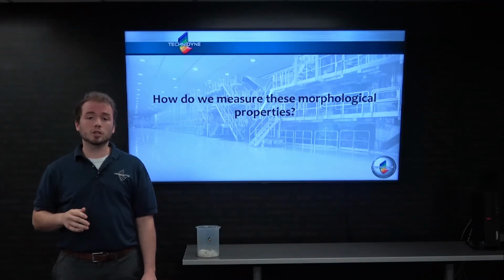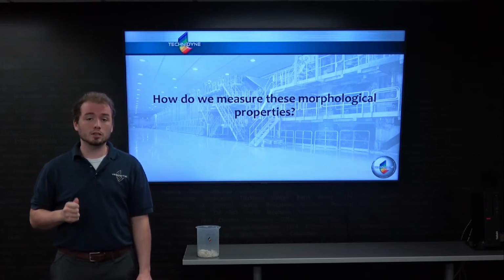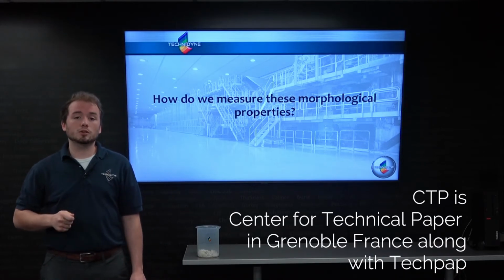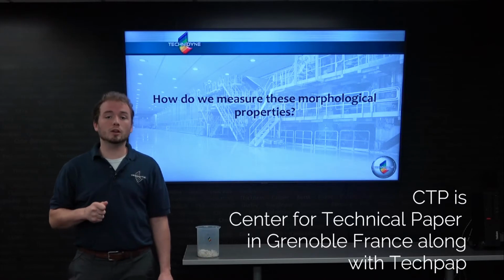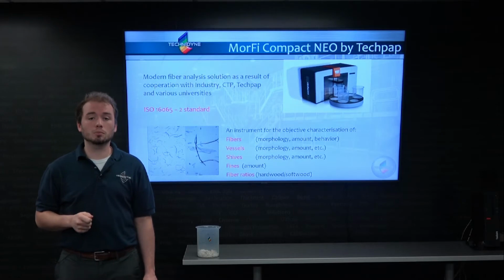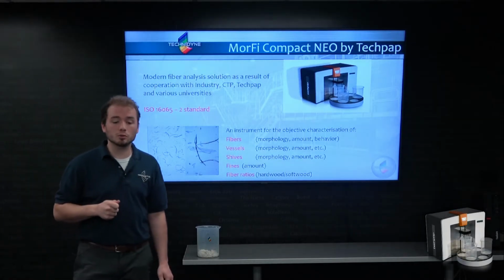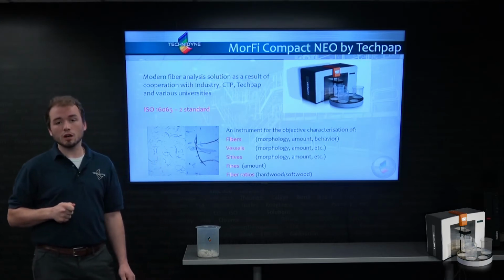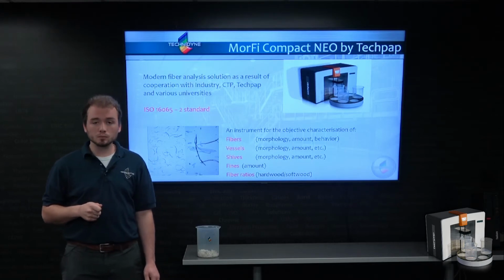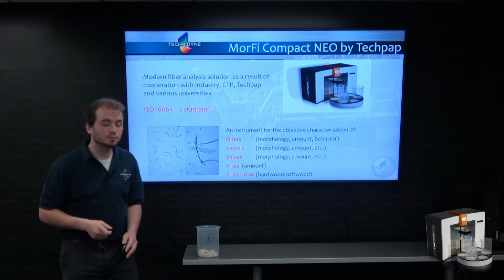A solution for the objective measurement of fiber properties has been developed by cooperation between the industry and CTP. TechPap, who's the commercial arm of CTP, manufactures the device in Grenoble, France, while we here at Technodyne provide service, marketing, and technical application support in North America. The Morphe Neo Compact is used for the measurement of fibers, vessels, chives, and fines per the ISO 160-65-2 standard, or you can also use it to measure fiber ratios based on your mill's definition.